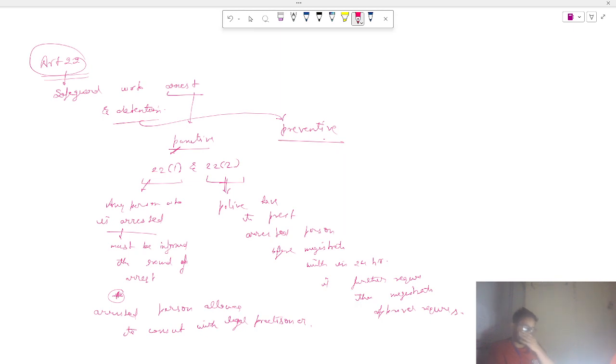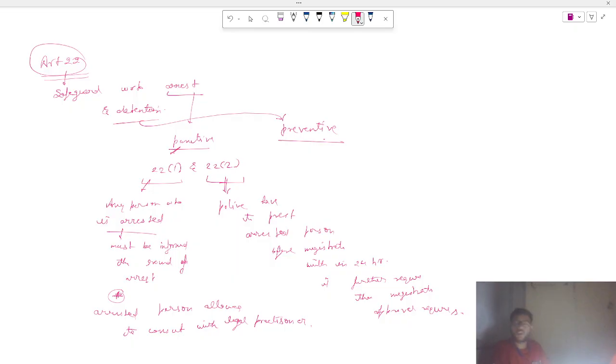So Article 22, clause 1 and clause 2 talk about the safeguards for the arrested person. Clause 1 says that any person who is arrested must be informed of the grounds of arrest, and the arrested person is allowed to consult with a legal practitioner. Those are the two provisions under clause 1. Clause 2 says that police have to present the arrested person before the magistrate within 24 hours.